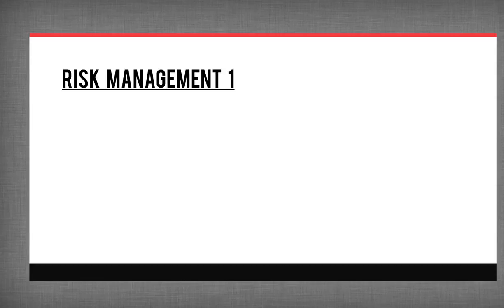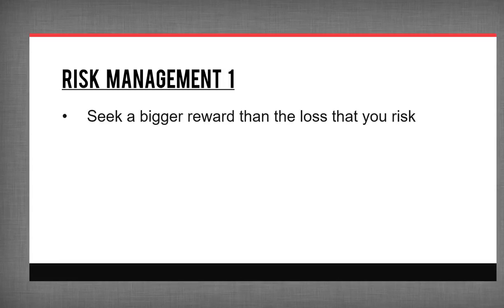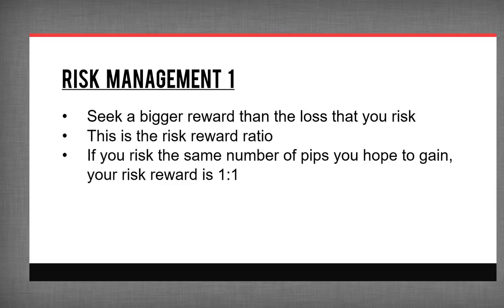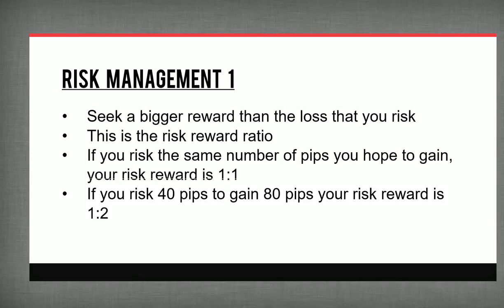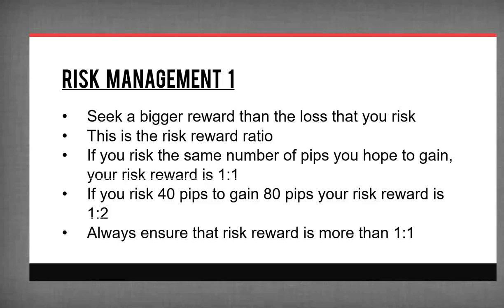So here we'll set two main rules that you will have to follow. Rule number 1 of risk management is to always seek a bigger reward than the loss that you are willing to risk. This is what we commonly refer to as our risk-reward ratio. In essence, if you are risking 50 pips in hope of gaining 50 pips, you would have a risk-reward ratio of 1:1. If however, you wish to risk 40 pips in order to gain 80 pips, your risk-reward ratio here is 1:2. Regardless, always make sure that your risk-reward is more than 1:1, as this will help you to make long-term and consistent profits.